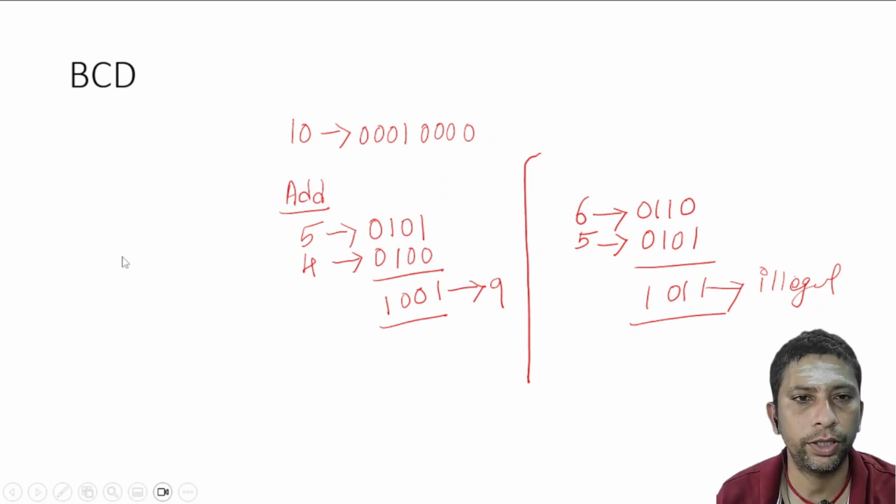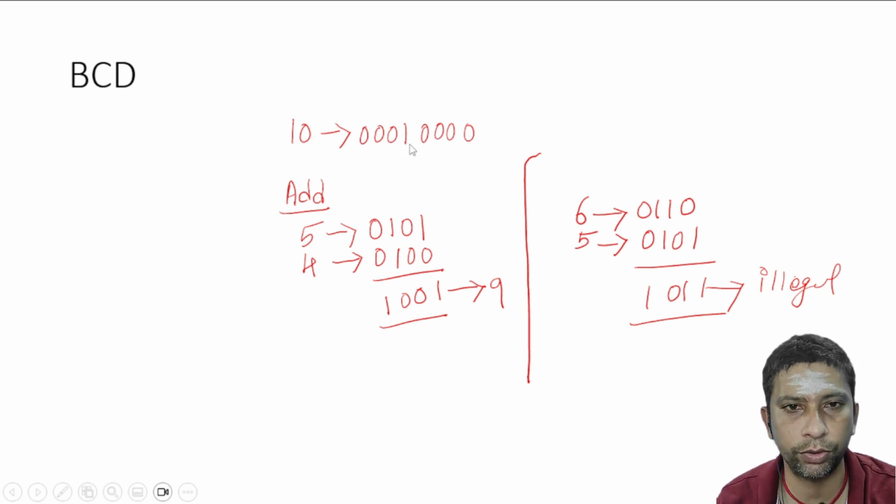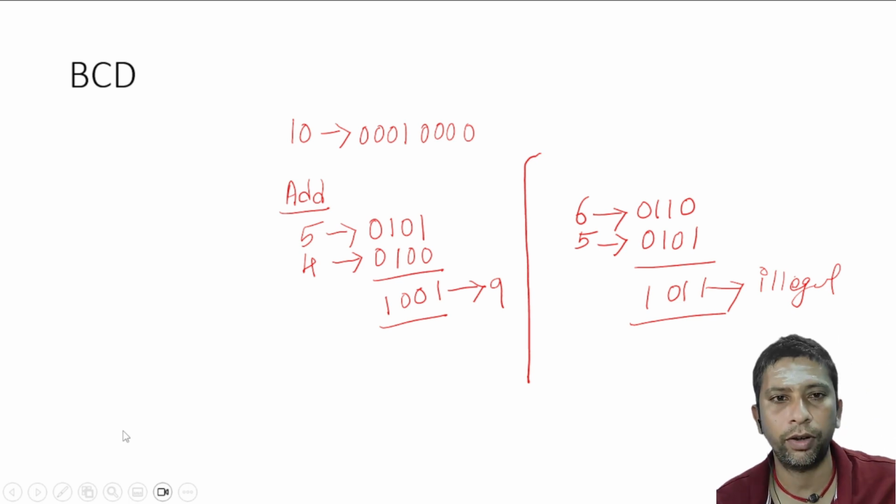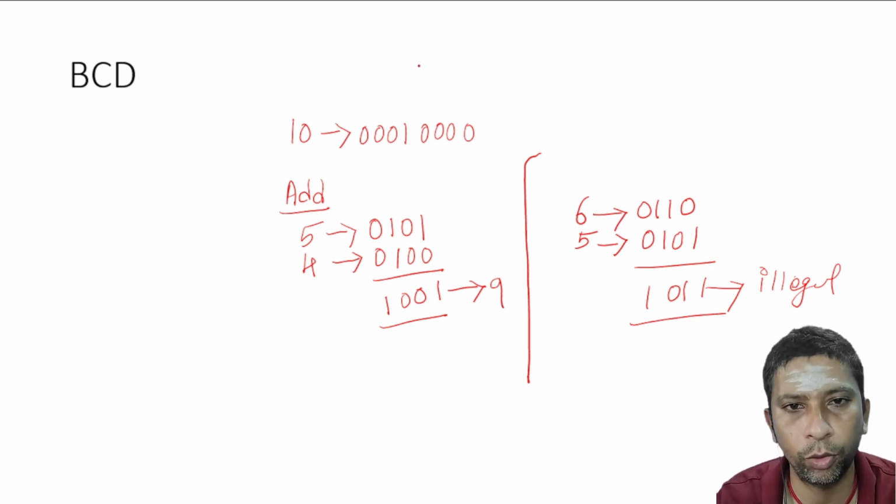If we want to convert 10 into BCD, then the 1 will be converted into 0001, that is the first one, and the second one, 0, will be 0000, 4 zeros. So this is how we will be converting to BCD. I will show one more example.